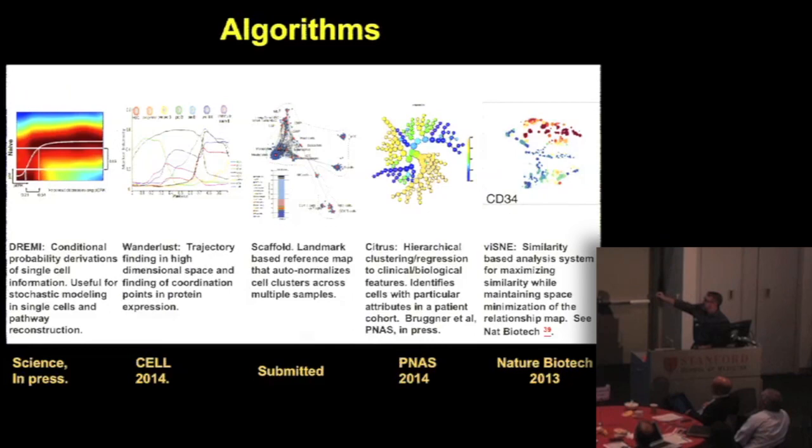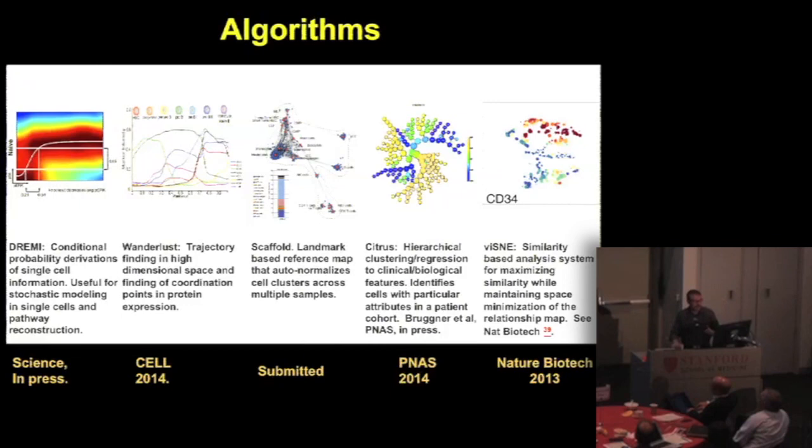PNAS is a paper describing work where, if we have all of these features on all of these cells and we have clinical information on the patients, we can match which cell populations are correlated with the clinical information. And I'll show you an example of that soon.